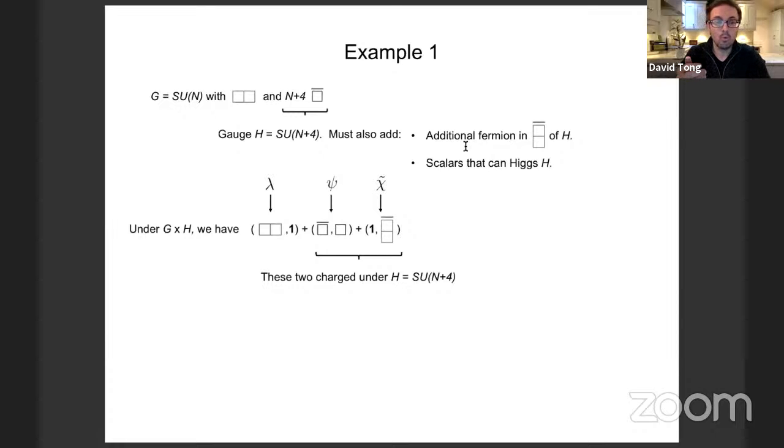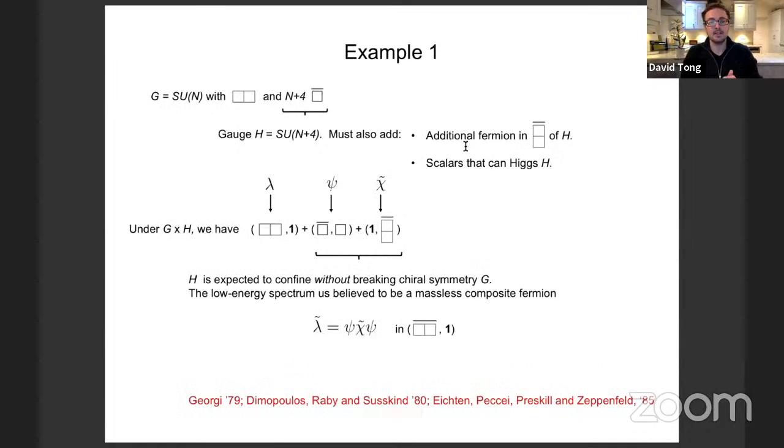Now, we're not entirely sure what this gauge theory does, but I think we have a pretty good idea. This was discussed quite a lot in the early 80s. And the best guess, which I think there's a reasonable amount of evidence, is that this theory has the property that we want, that it confines, H confines, but without breaking the global symmetry G.